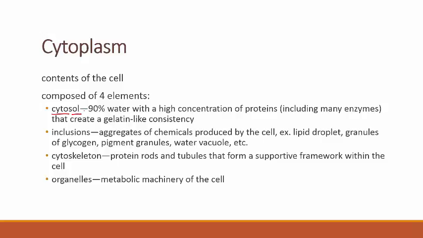And then last of all, in the cytoplasm, we find the organelles. These are the metabolic machinery of a cell. So they're busy performing the functions, the work that a cell has to do. So that's where we're headed next, then, to look at some of the different types of organelles we find in a cell.